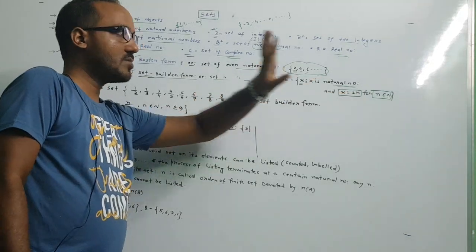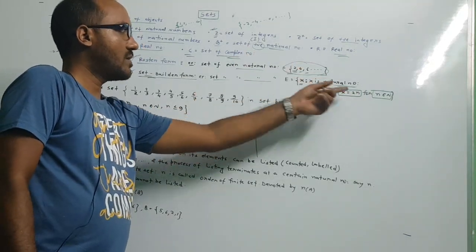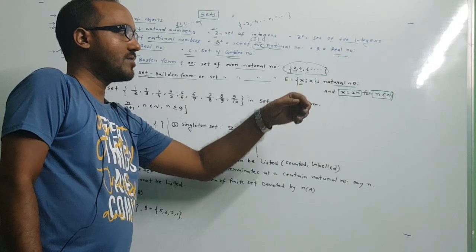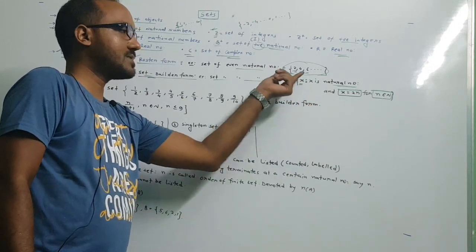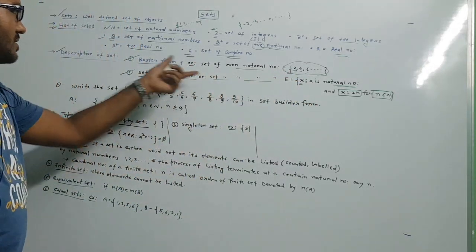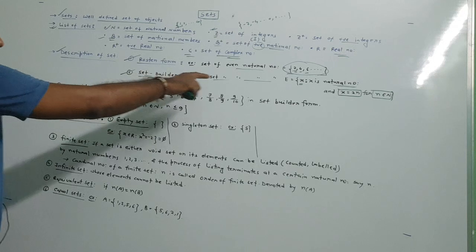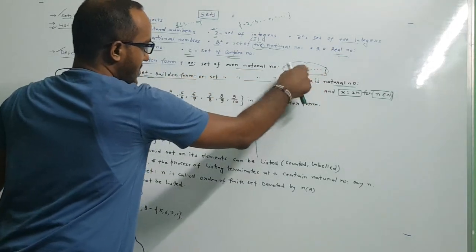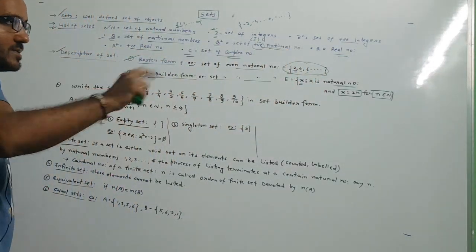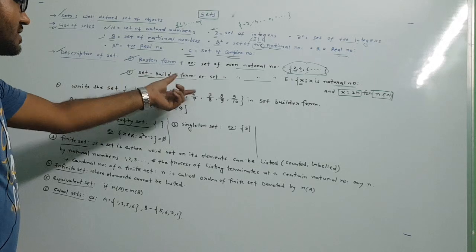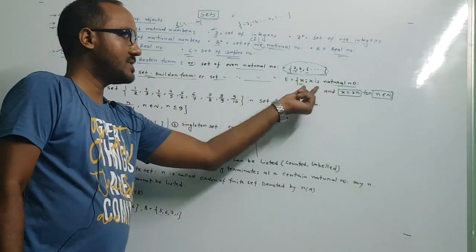If you put n equals 1, you will get 2. If you put n equals 2, you will get 4. So this thing and this thing are the same. So in conclusion, roster form is simply writing the data within the curly braces, and in set builder form we write the definition, that is, in this form.